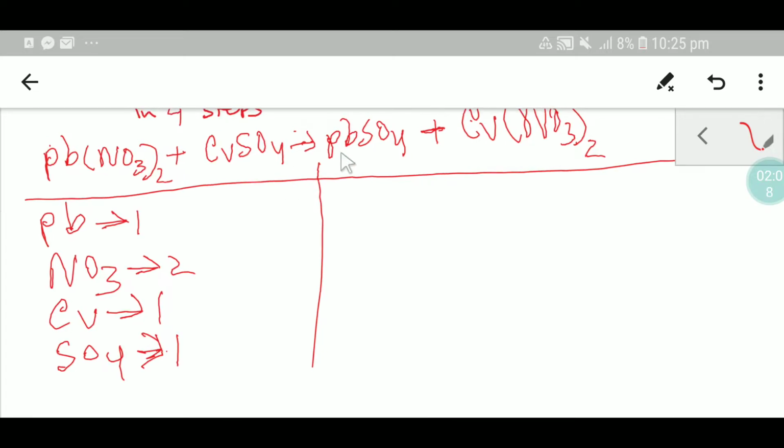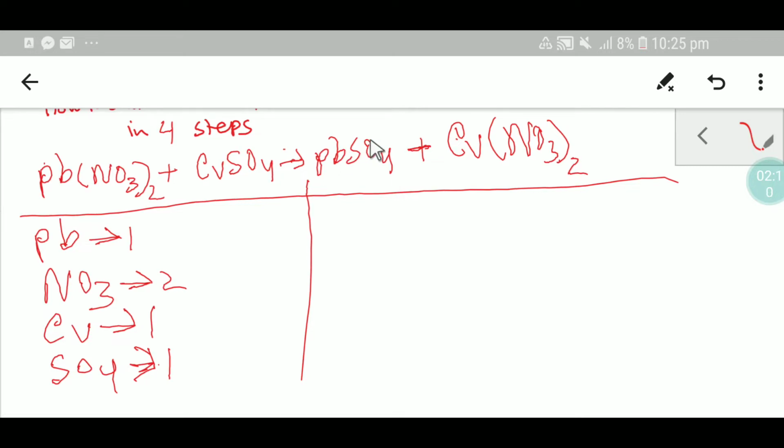And now we have to go to the right hand side. So here we have 1 lead, so I have to write here 1 lead, and here we have 1 sulfate, so I have to write here 1 sulfate. And here we have 1 copper, so I have to write here. And here we have 2 nitrate, so I have to write here.